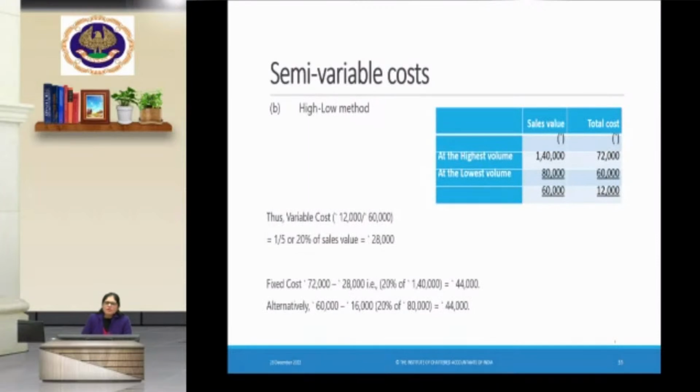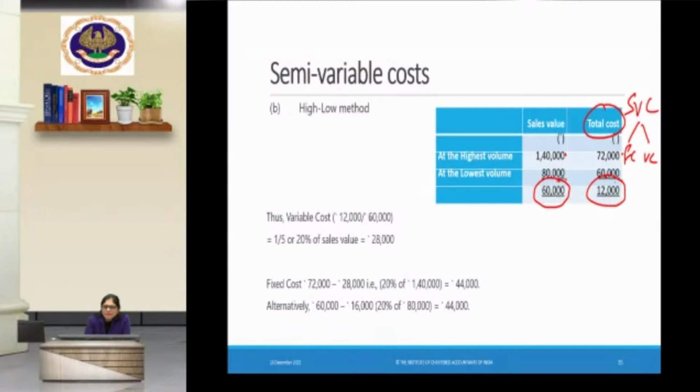Moving further, the high-low method. In the high-low method, if you can see the sales value, we take the highest sales and the lowest sales, and the highest cost and the lowest cost. This cost is basically semi-variable cost, and we have to disintegrate it into fixed cost and variable cost. The total cost is given. So we find the difference between high sales and low sales, and the difference between high cost and low cost.